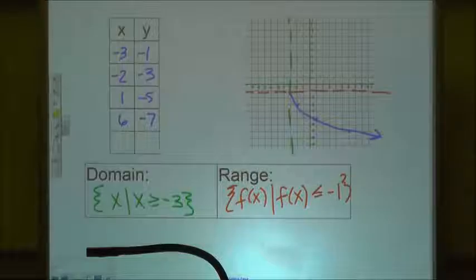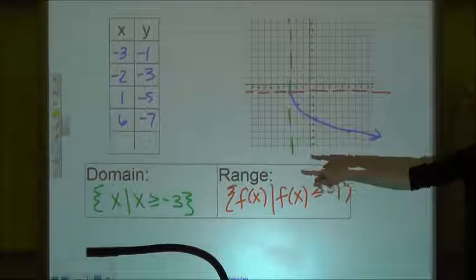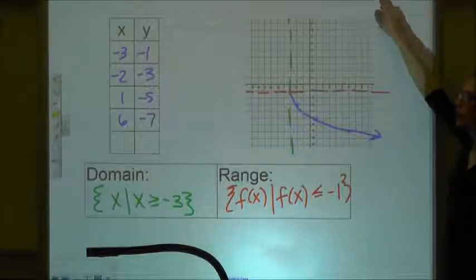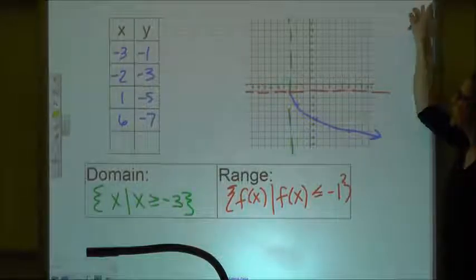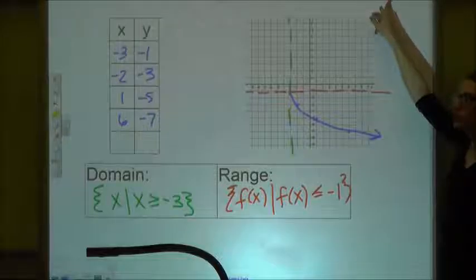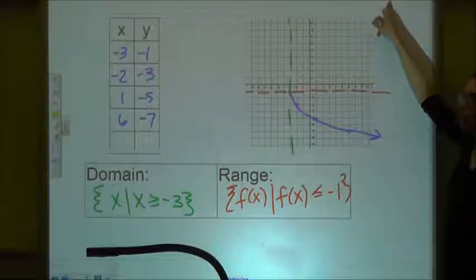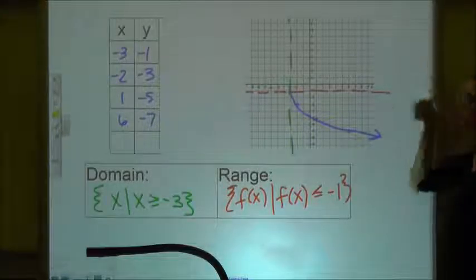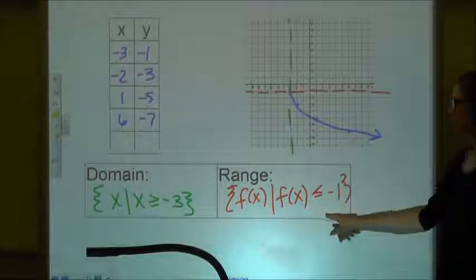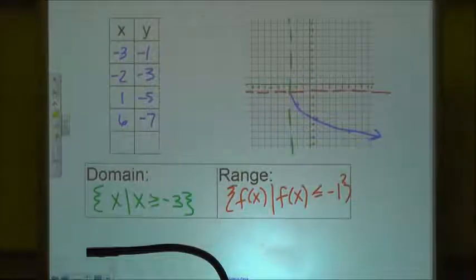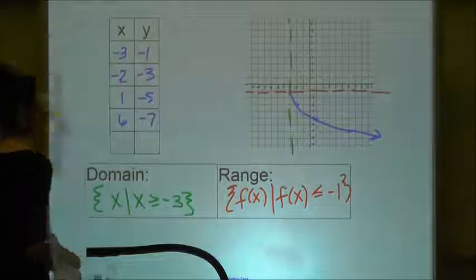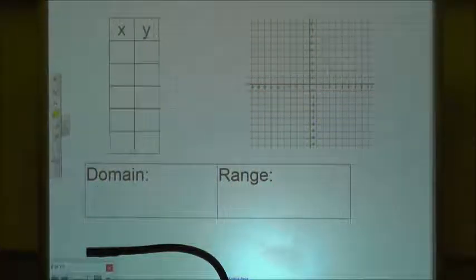If you would have actually solved it, you would have plugged -3 in here, and you would have gotten -2 times the square root of 0 minus 1. Negative 2 times 0 gives you 0. 0 minus 1 is negative 1. Good so far? Yes. Okay. Next.